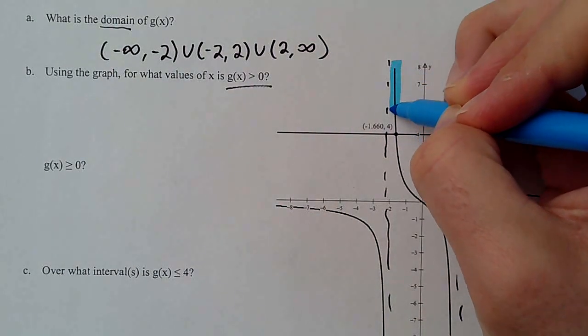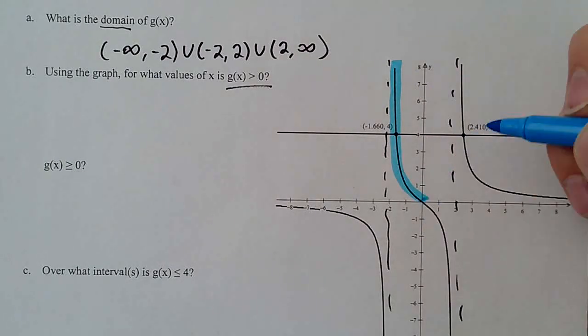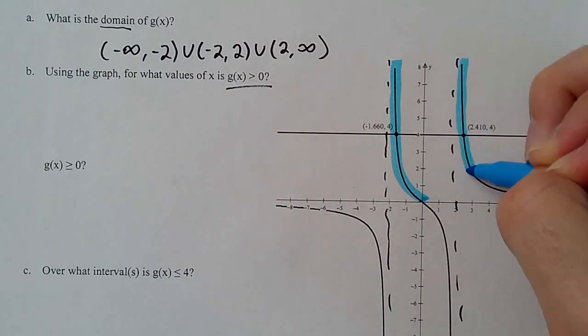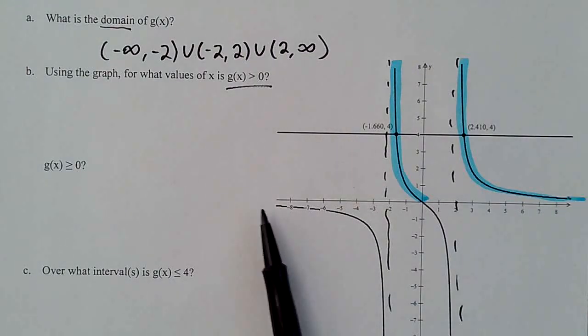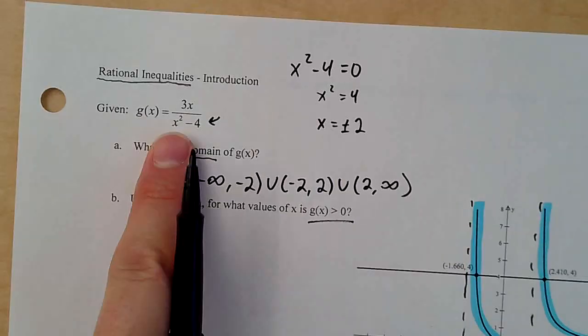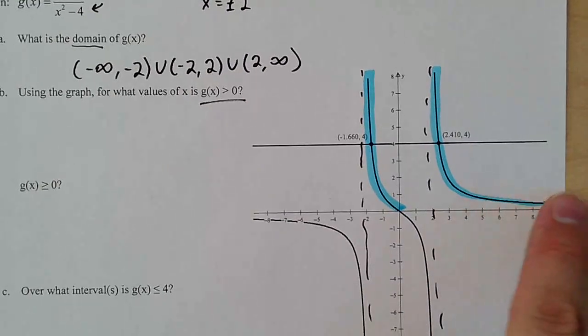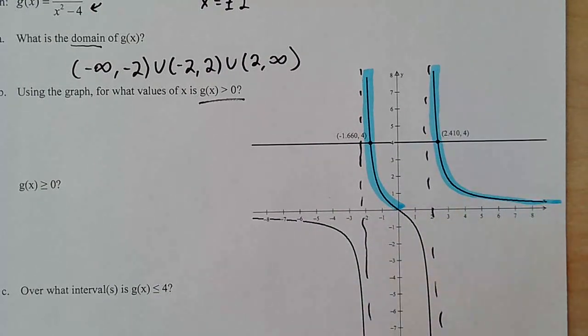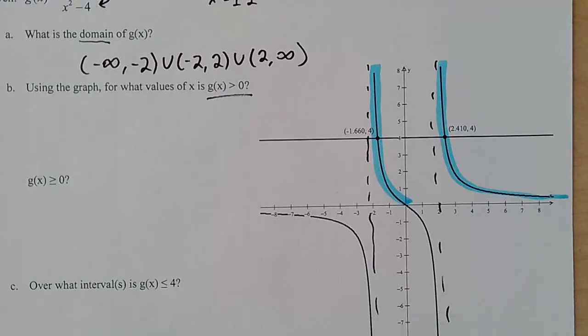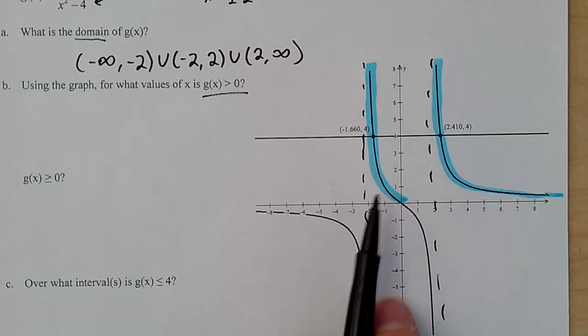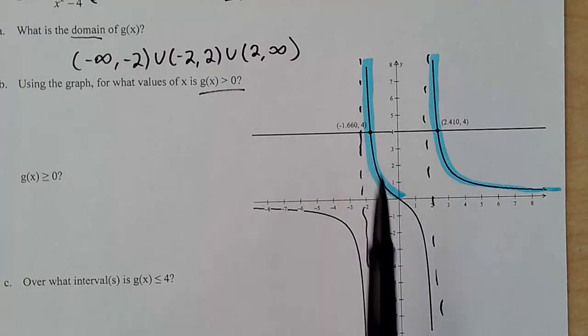Okay, so this whole section is above the x-axis. And then this section is also above the x-axis, seemingly forever. It looks like we have a horizontal asymptote at 0, since we're bottom heavy, and we're never going to drop below that as we head off to infinity. Okay, so what are these values? We are going to give intervals here, just like we did with our domain.